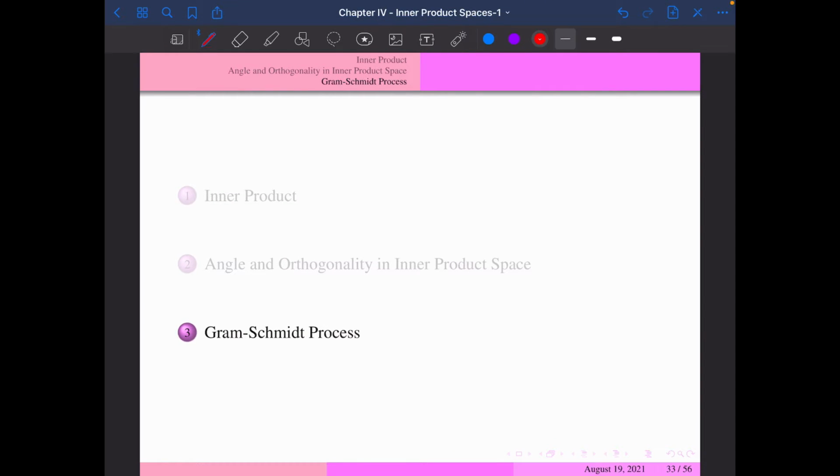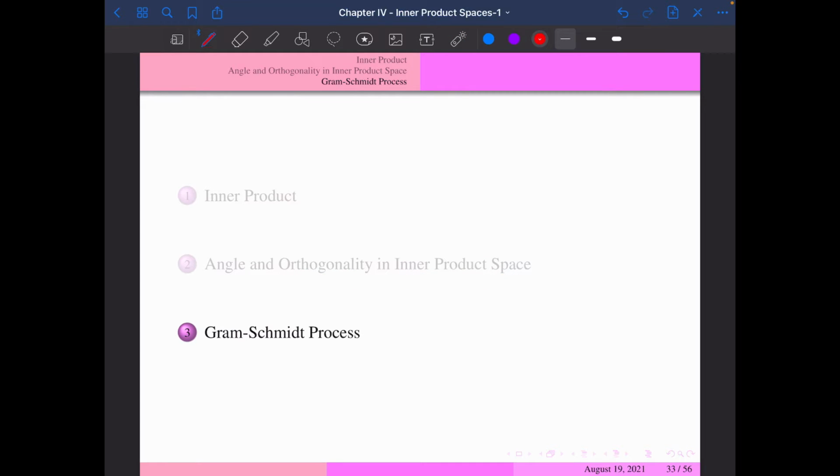Hello everyone, in this video clip we are talking about the last section of this chapter, that is the Gram-Schmidt process. Before we talk about what the Gram-Schmidt process is, we need to review something. In Section 2 we talked about orthogonality in the vector space, right?